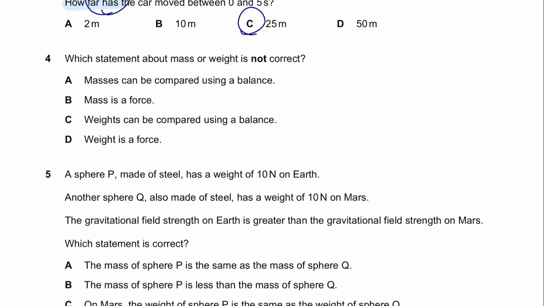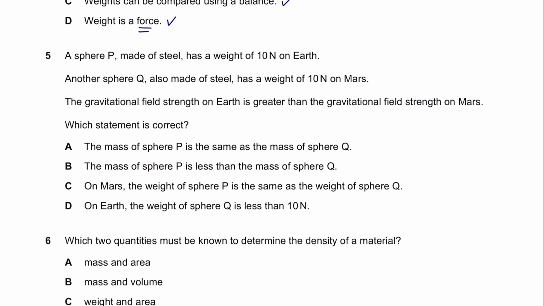Question 4. Which statement about mass or weight is not correct? Masses can be compared using a balance is correct. Mass is not a force. Mass is the quantity of matter in an object. Weights can be compared using a balance is correct, and weight is indeed a force. So your answer is B.